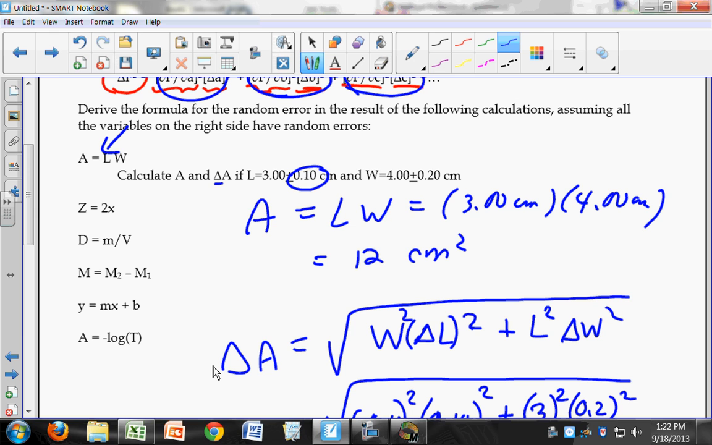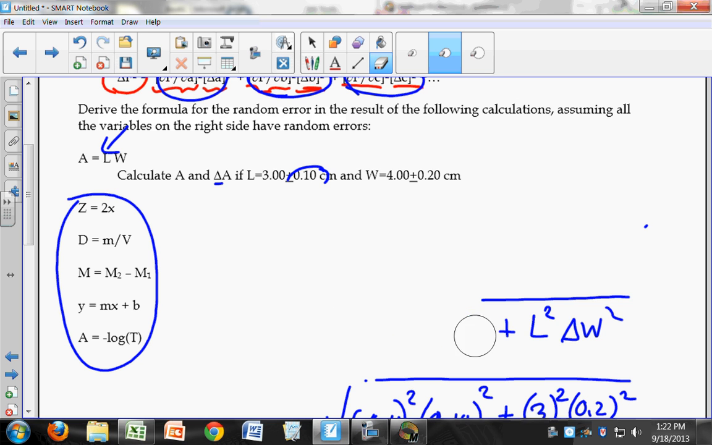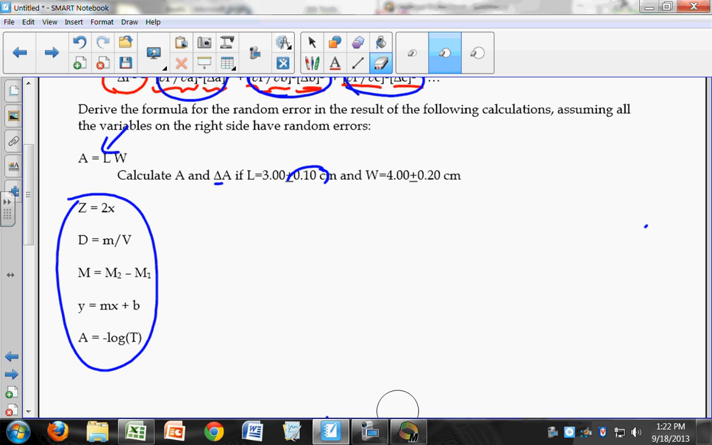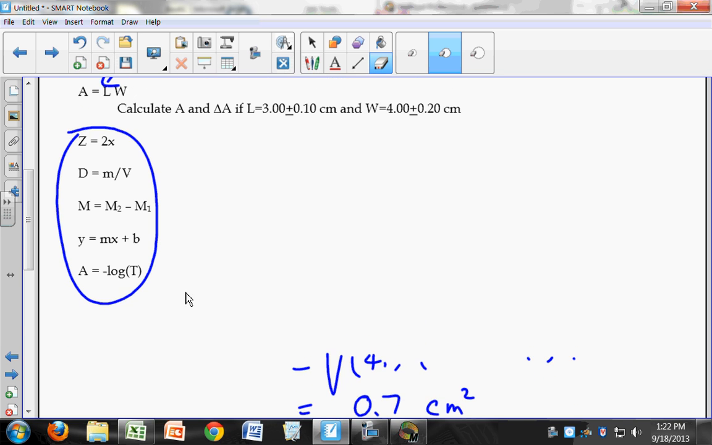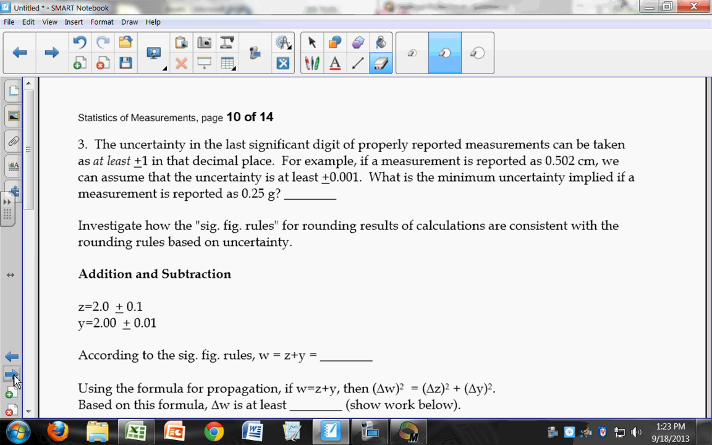So what I'd like for you to do is derive the uncertainties for this. Actually, I'll leave it up to you to derive. You should be able to do it on your own. And I'll check. We can talk about it next time. So work on that. And this is your post-lab report for this activity.